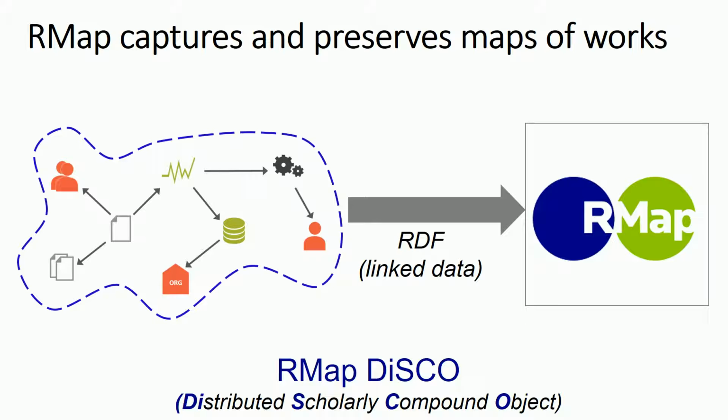So, as a researcher, for example, you can express how all of the different components of your work fit together and where they can be found as a DISCO. And then this can be cited or shared with others to clarify the scope of the work, and it can be updated as the research evolves.